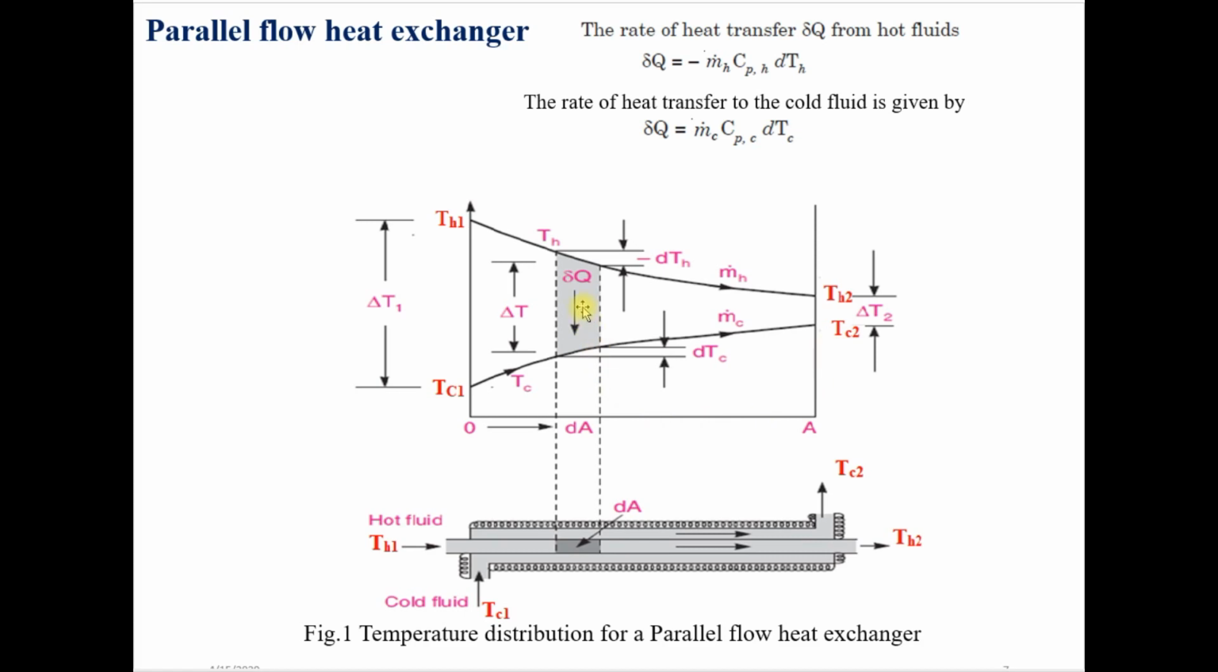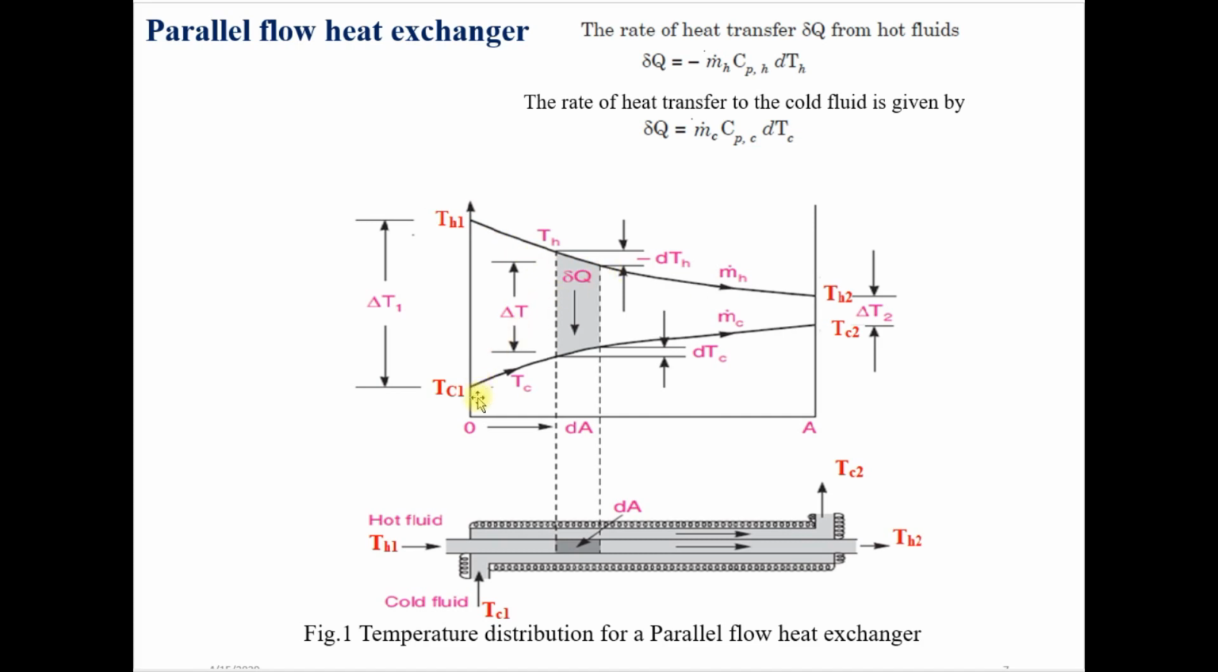For the derivation part, we will consider a small elemental area dA. That means a small portion of this heat exchanger is considered. That area is considered as dA, elemental area. For that, the rate of heat transfer will be delta Q. The temperature difference will be delta T, nothing but Th minus Tc. For the small elemental area, the temperature change in the hot fluid is minus dTh, because along the length of the heat exchanger, the hot fluid is losing its temperature.